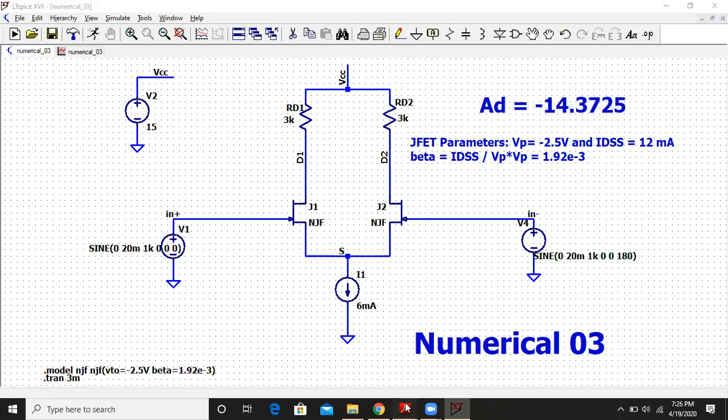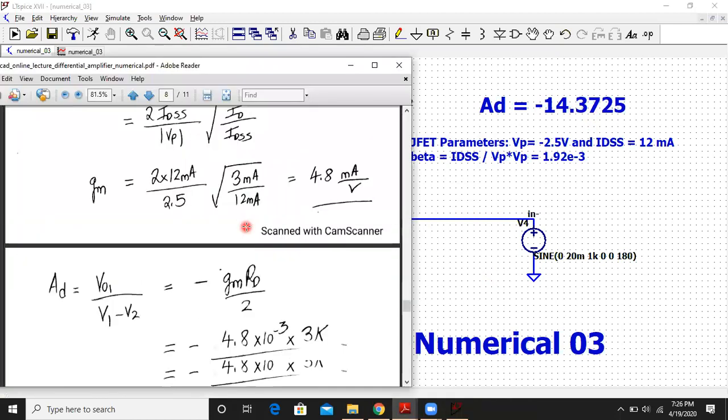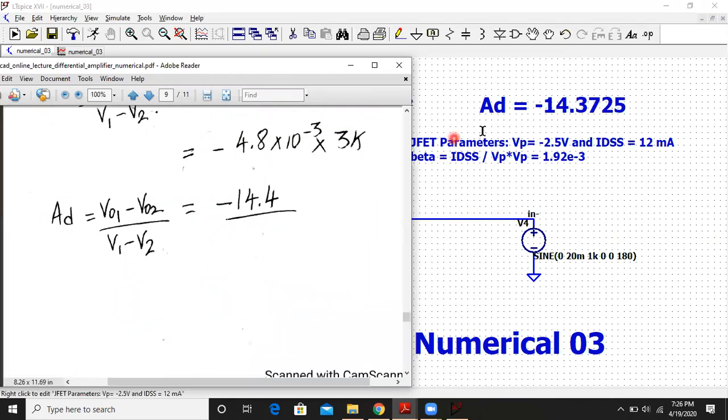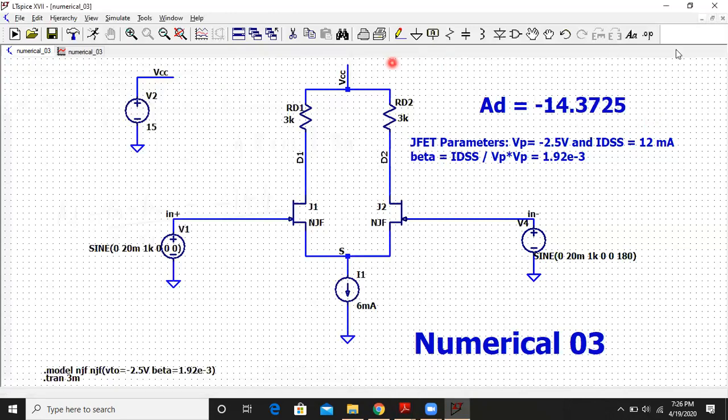Let us cross check this with our numerical. In our numerical for differential gain, we were getting around 14.4, and here in LTSpice, simulated value is minus 14.3725. So quite close. So that's it. We will now move on to numerical number 4.